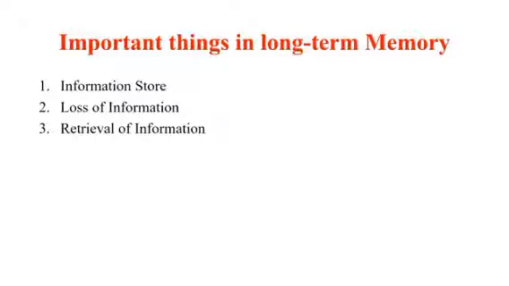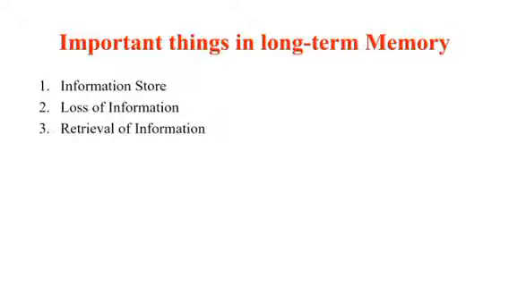Now the third one is retrieval of information. What is happening in the retrieval of information? How can you retrieve? Sometimes you recall things when it is required or necessary. Retrieval, reproducing the information from memory, is called recall. Sometimes you have to recognize: a clue is given to you and you have to recognize.